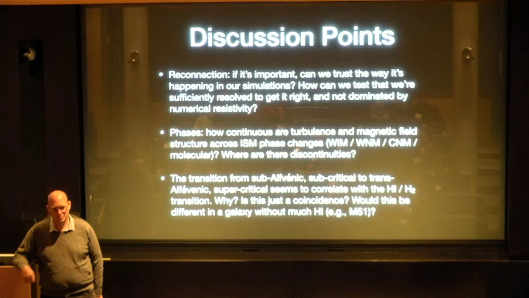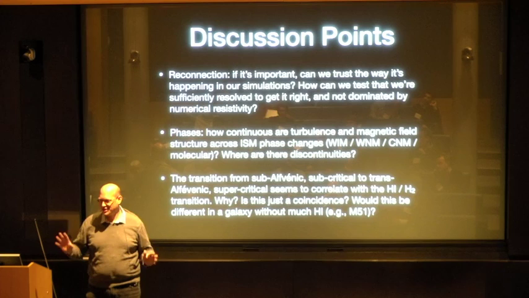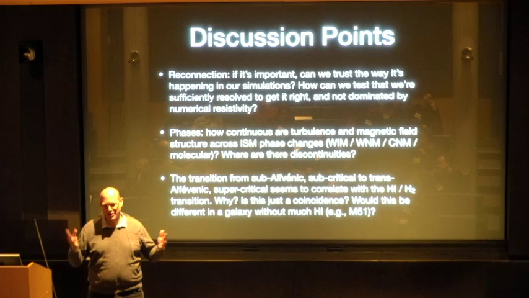Let me try and make the question a little more specific. All right, so I, an idiot who knows nothing about plasma physics, go and run my MHD code. I get some answer for the magnetic flux in my protostellar cores. I go run it at higher resolution or lower resolution. How do I know I've converged?